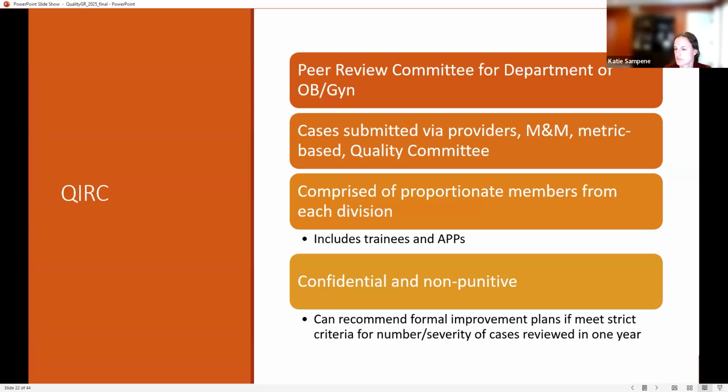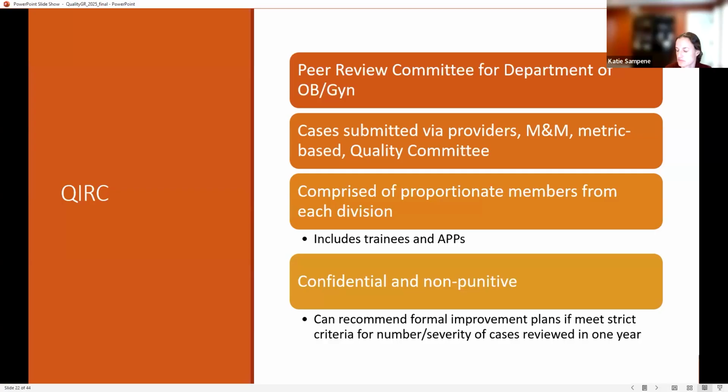So you can submit on a case that you did or a case that you were involved in, and we can review it. It's comprised of proportionate members from each division. So there is representation from each division and APPs and CNMs on the committee. And there's trainees as well, as mentioned previously. It's confidential and non-punitive. So the purpose of this is to identify if there are any overlying issues that need to be addressed. It's not to punish anybody.